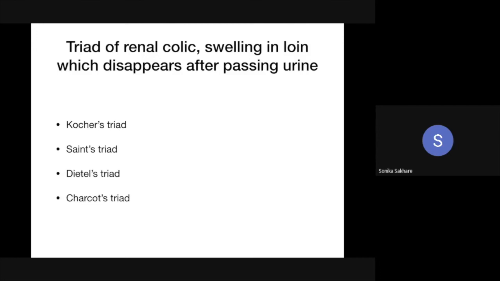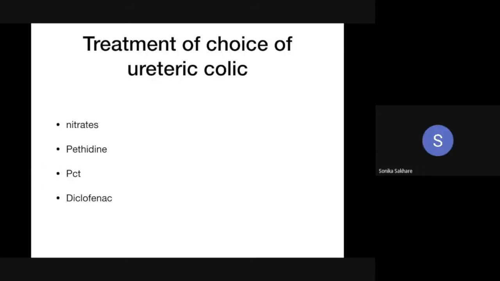We'll see about the other triads as we go on to the further chapters. Charcot's triad is associated with pain, fever, jaundice. That is nothing but acute cholangitis in CBD stones. Then Saint's triad, again we'll talk about it, diverticulosis and all that. The right answer here is Dietl's triad.